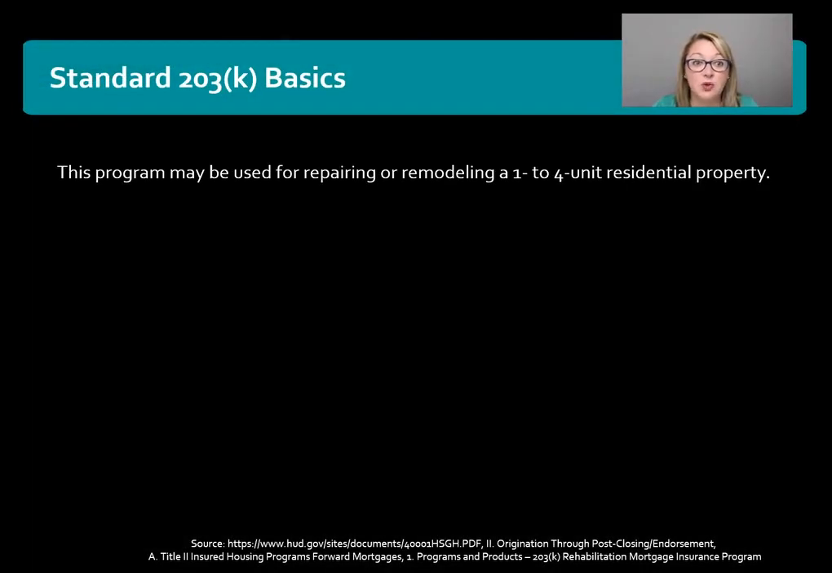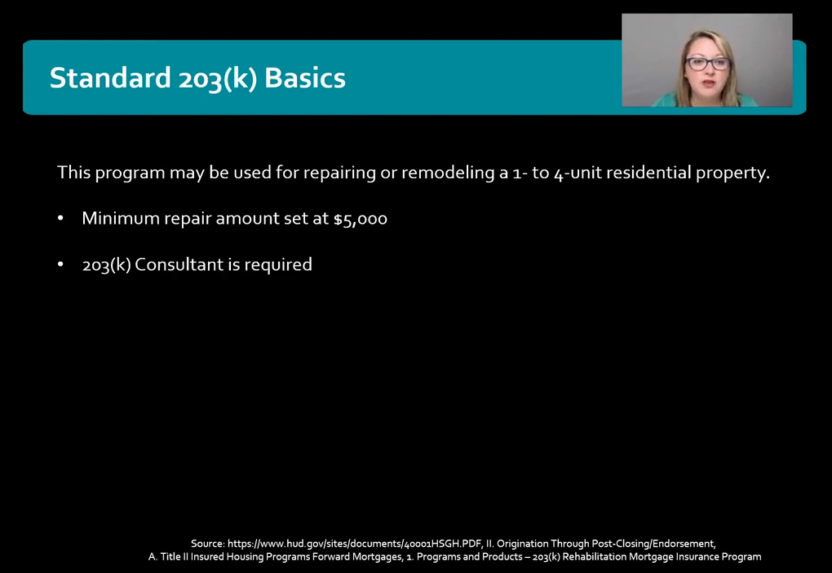The basics. So this program may be used for repairing or remodeling a 1 to 4 unit residential property. Now for the standard, there is a minimum repair amount. So the minimum repair amount is $5,000. That means that in addition to purchasing the home, the borrower must finance at least $5,000 beyond that to repair or renovate the home. There is a 203K consultant required.